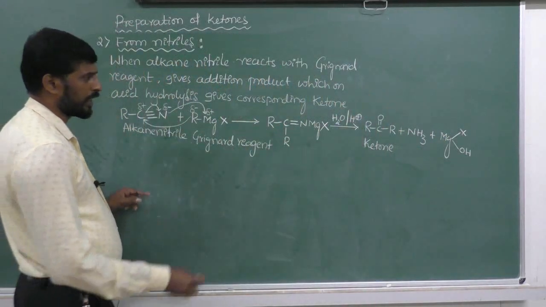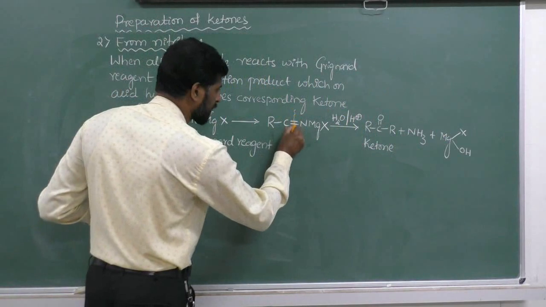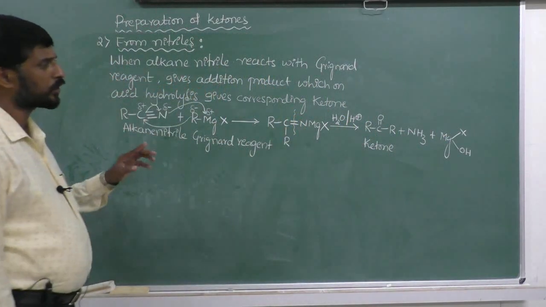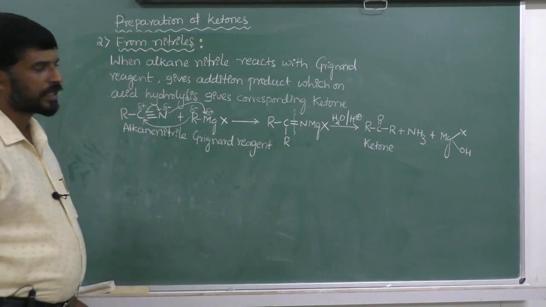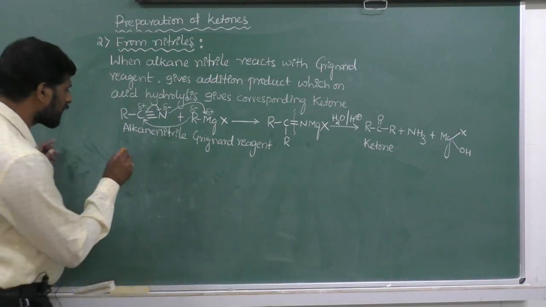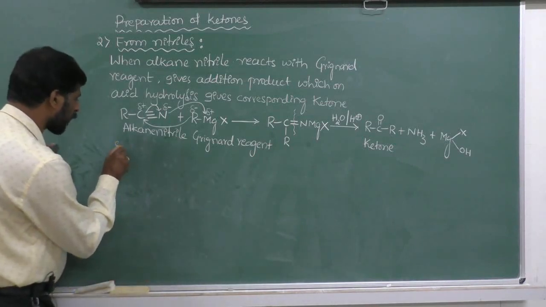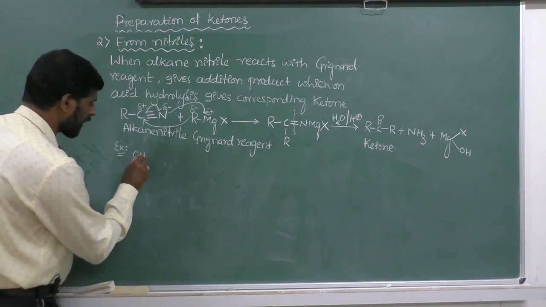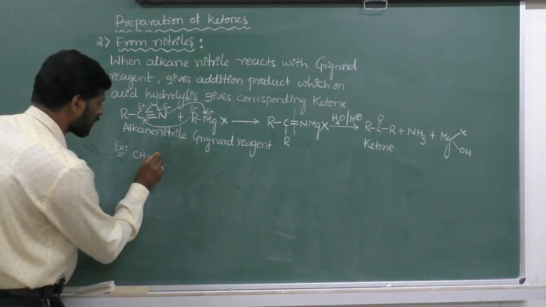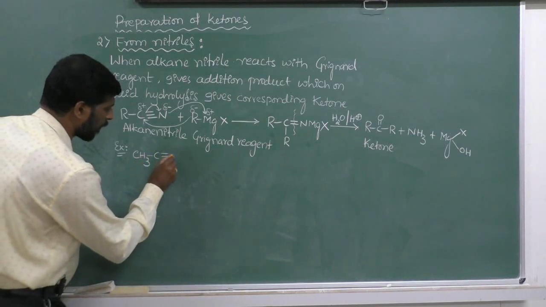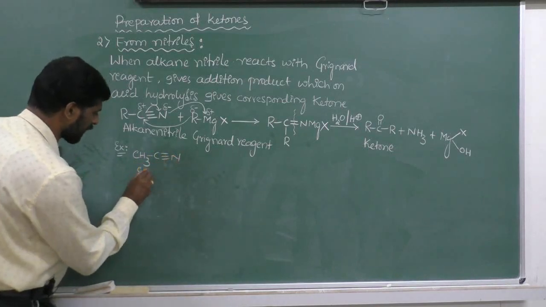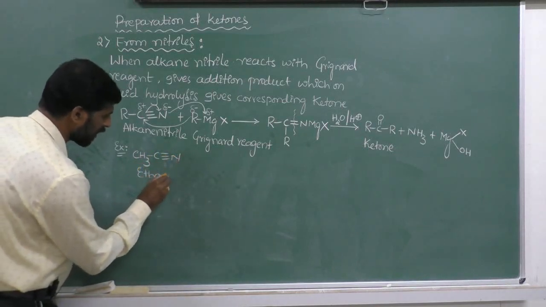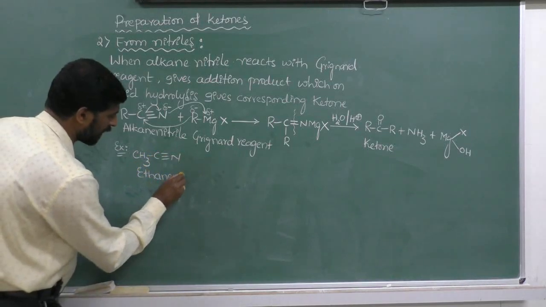Okay, so ketone is formed. This bond breaks, and that leads to the formation of the corresponding ketone. Now we will see the specific example for this. CH3 C triple bond N. This is nothing but ethane nitrile.